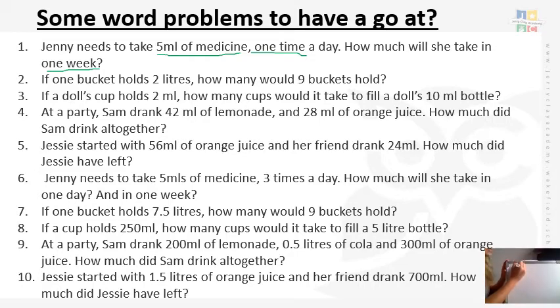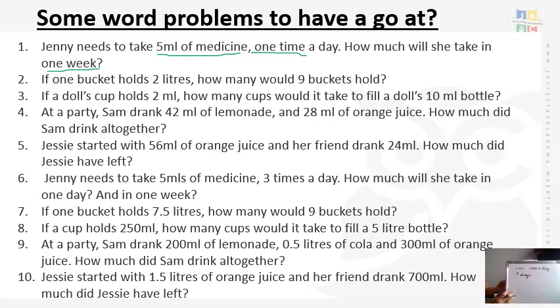So I could write down 5 millilitres once a day, and she wants to know how many she has in a week. Now I know in a week there are 7 days. There are Monday, Tuesday, Wednesday, Thursday, Friday, Saturday, Sunday. So there are 7 days.